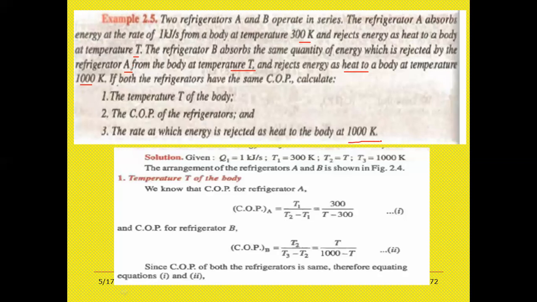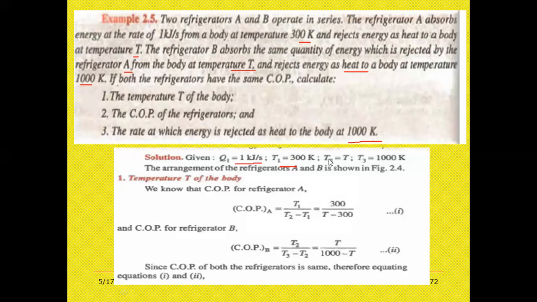Now see the solution. So what is the given data here? Refrigerator A absorbs the energy Q1, 1 kilojoule per second, from the body at temperature T1, which is equal to 300 Kelvin.